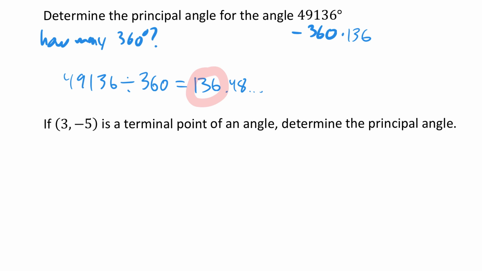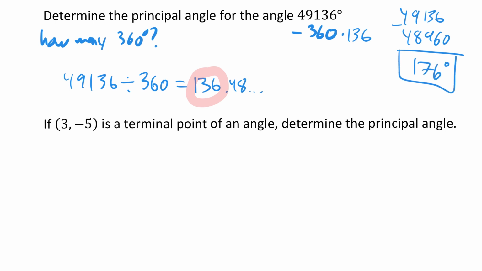So 360 times 136 is going to be 48,960. That's how much we have to subtract from the 49,136. So we go 49,136 subtract 48,960, and that's going to give us 176 degrees. And that is our principal angle.